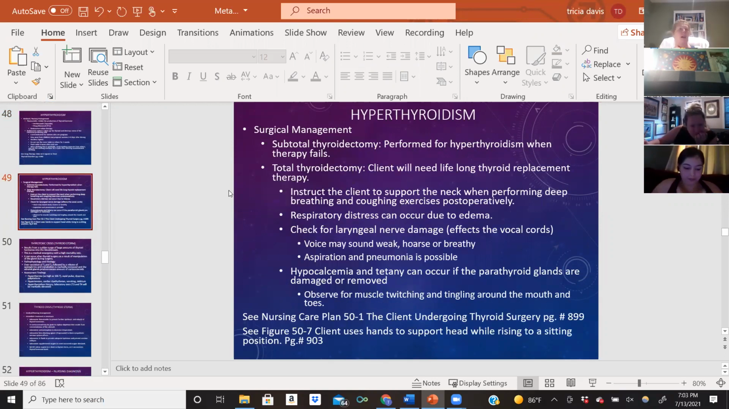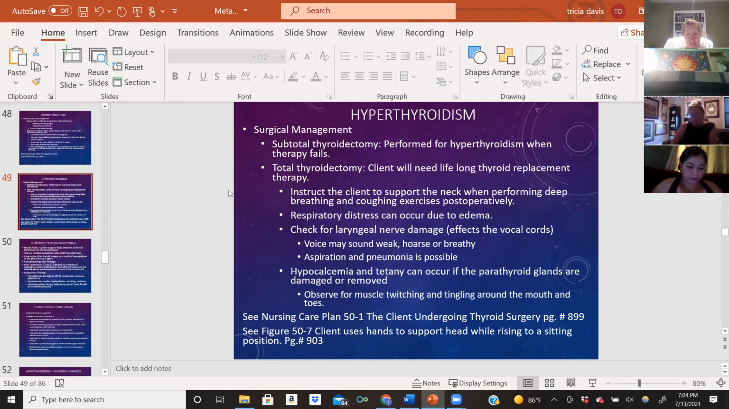So sometimes medical management isn't enough and we have to do surgical management. So there's a couple different things you can do. You can do a subtotal thyroidectomy or a total thyroidectomy. So with a subtotal thyroidectomy, this is going to be performed for patients, obviously, that have hyperthyroidism when their medical treatment has failed. Same thing for a total. The difference with a total is that these patients are going to need lifelong thyroid replacement therapy.